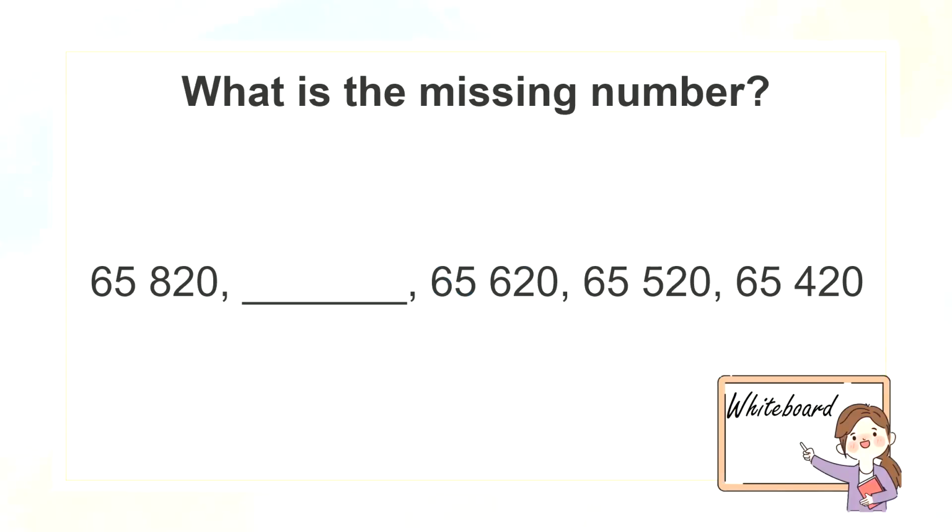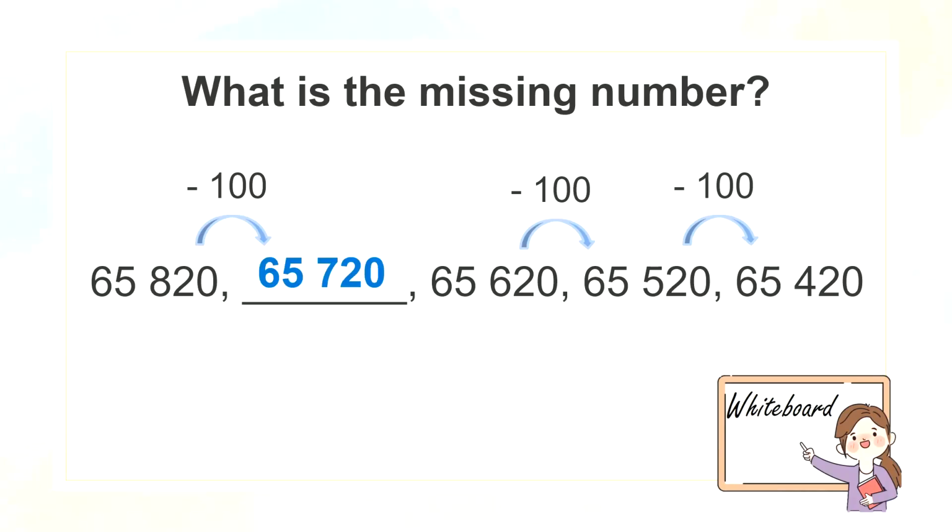Can you tell what the pattern is for this set of numbers? To get the next number, we need to subtract 100. We can check that this is a consistent pattern. And we know that to get the missing number, it is 100 less than 65,820. Can you find the missing number? It is 65,720.